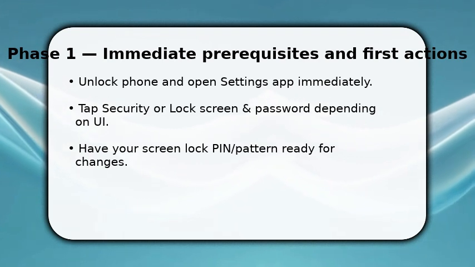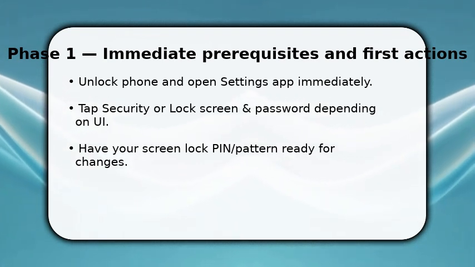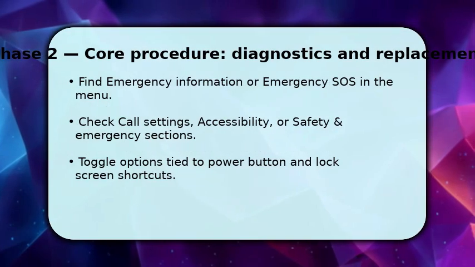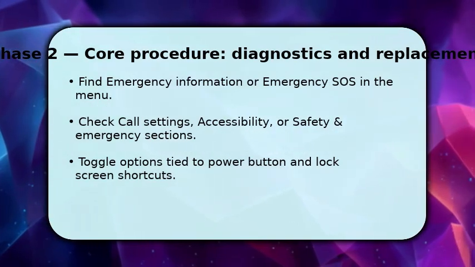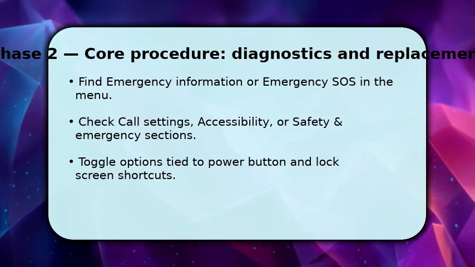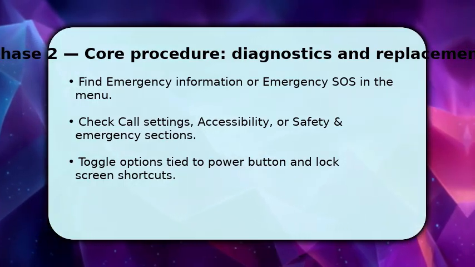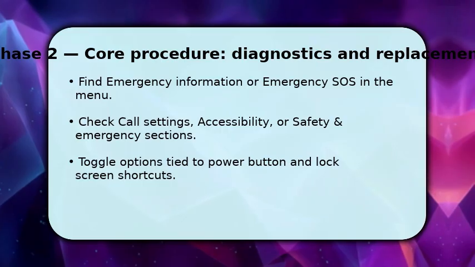Once done, navigate to Emergency Information, Emergency SOS, or Safety and Emergency. Realme menus hide it under different headings. Look also in Call Settings and Accessibility because the power button shortcut might be controlled there.